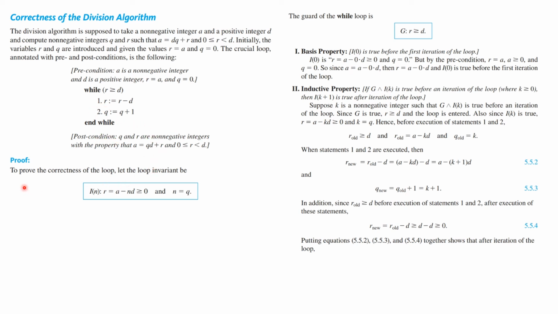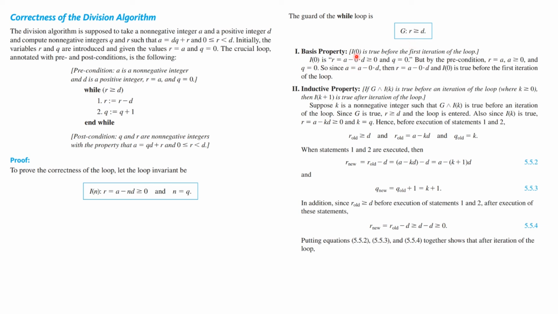Now we have to prove the correctness of this, and here's the loop invariant. I of n is equal to the remainder, and that is a minus nd, that's bigger than or equal to 0, and this is the and condition, and n equals q. And the guard is, we work until the remainder is less than the divisor.